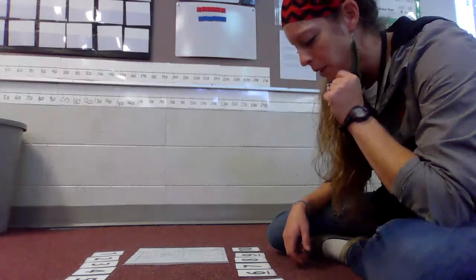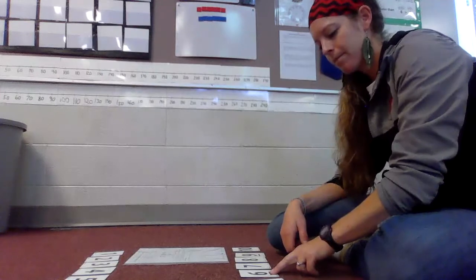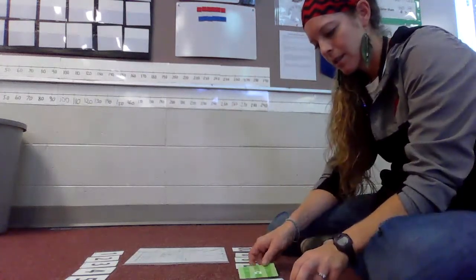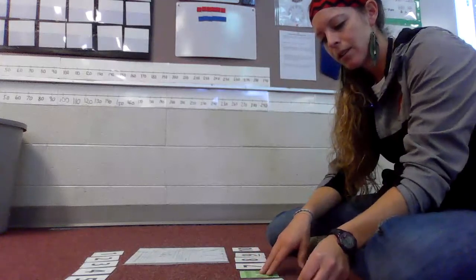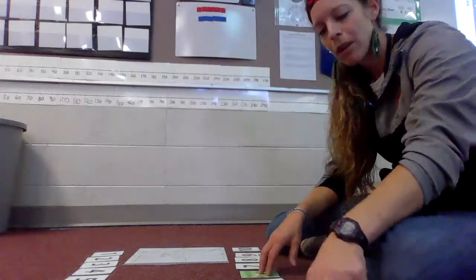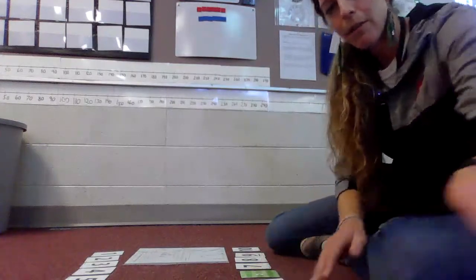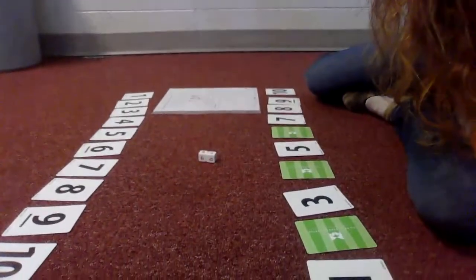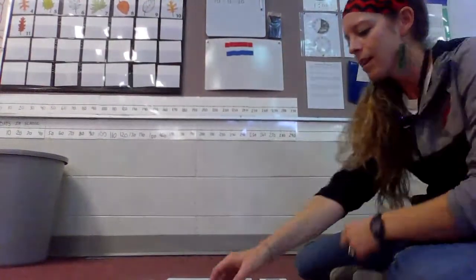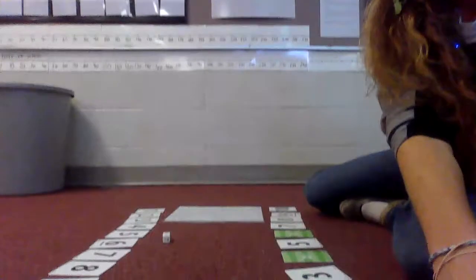I'm going to flip over 6, 4. That's 10. I need 2 more, so a 2. So now I've flipped over 3 cards. Turn them over. Okay. And then my partner goes. Go ahead, partner.